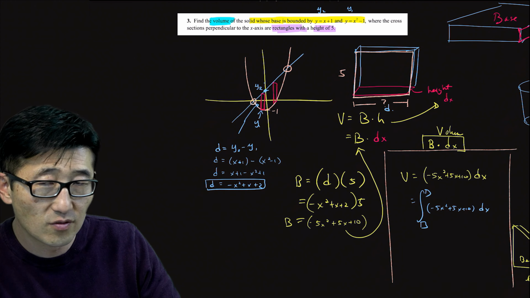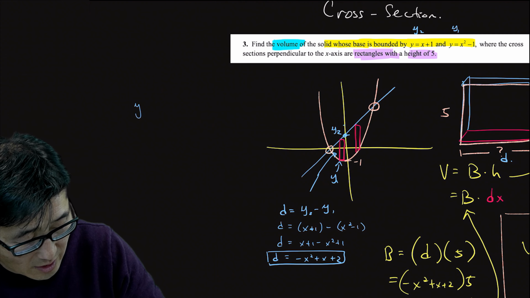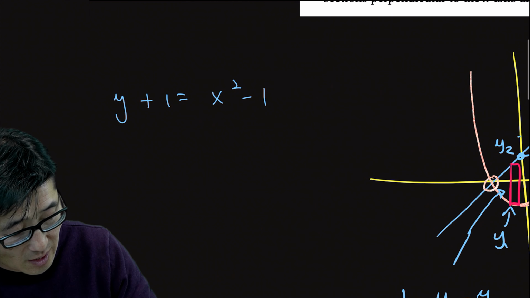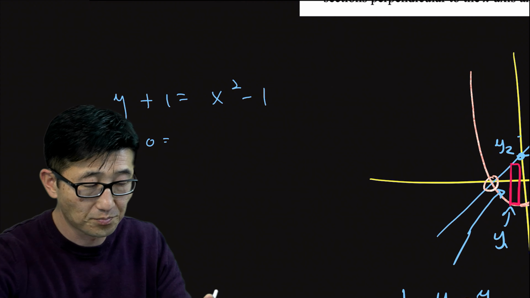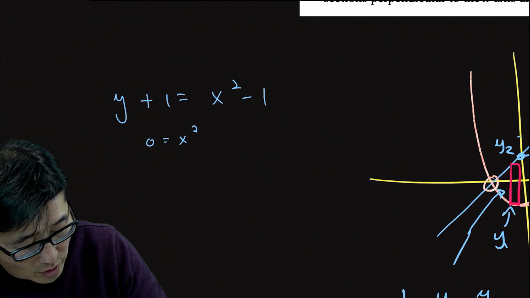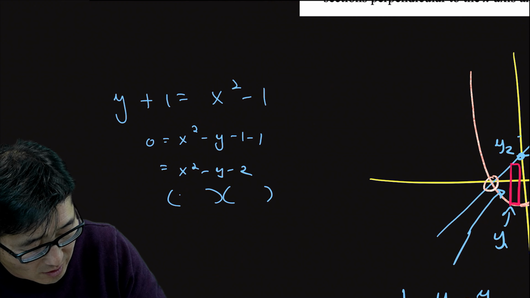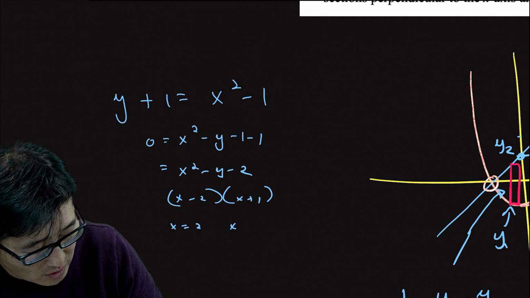Set the equations equal to each other and look for their intercepts. So we have here y plus 1 equals x squared minus 1. And we're going to set this equal to 0 because this is a quadratic. So x squared minus y minus 1 minus 1. So x squared minus y minus 2. You factor this out, x minus 2, x plus 1. So you have x equals 2 and x equals negative 1.